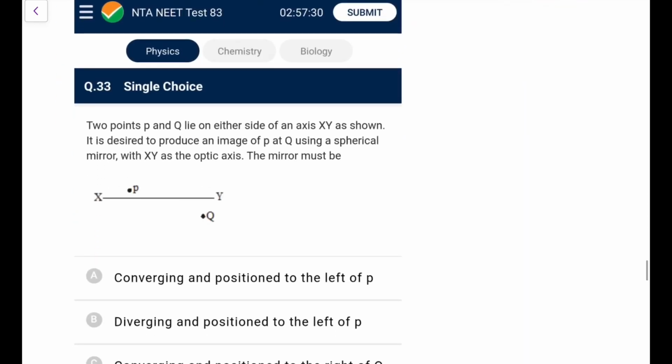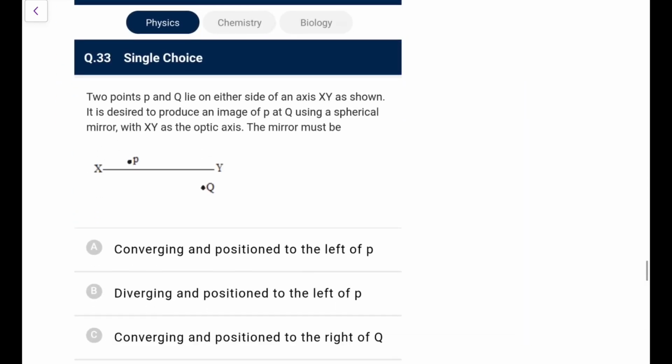Next, 2 points lie on either side of an axis xy as shown. It is desired to produce an image of P at Q using a spherical mirror with xy as the optic axis. The mirror must be, first of all, if it is the optic axis, one is above, one is down, so that means an inverted image. So inverted image clearly means it has to be a converging mirror, a concave mirror.